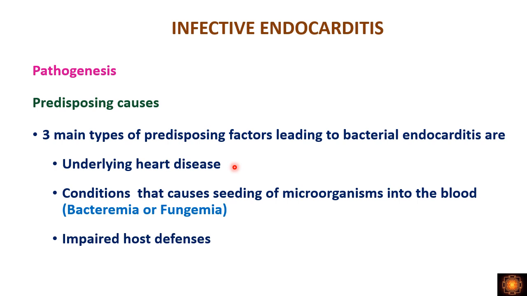and then the organisms come there, get enmeshed in the thrombi and grow there. Then for the infection to occur, there should be some source of infection from where the microorganisms can come to the heart. So we should know the conditions that cause seeding of microorganisms into the blood, and host defense. If the host defense is normal, obviously the infection can be controlled. If there is an impaired host defense, then only the microorganisms from the source of infection can reach the heart. So impaired host defense also forms one of the predisposing factors.